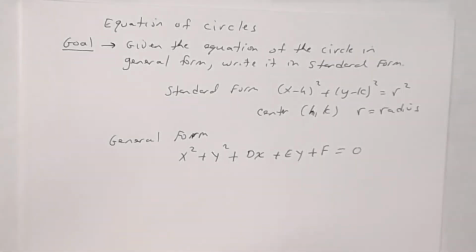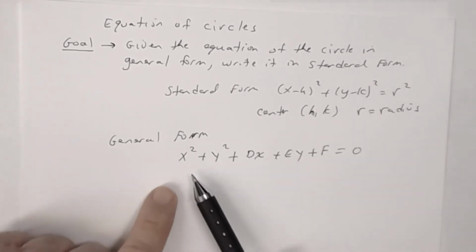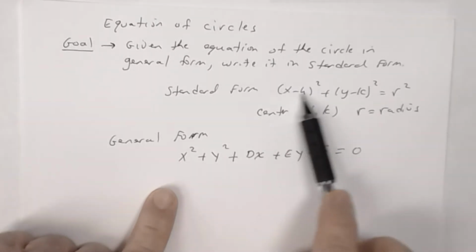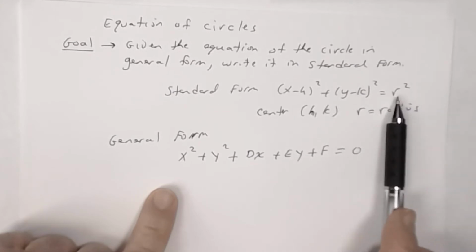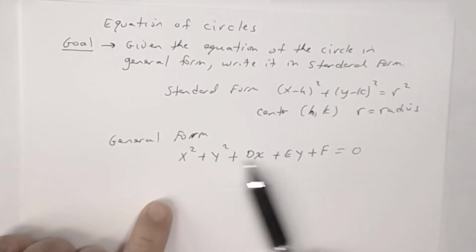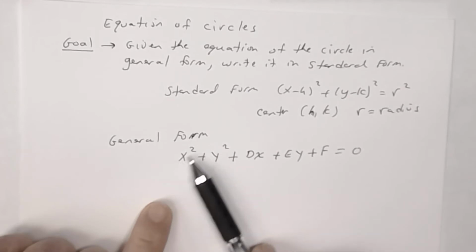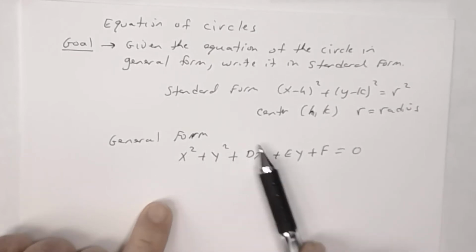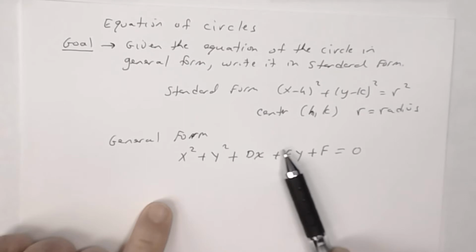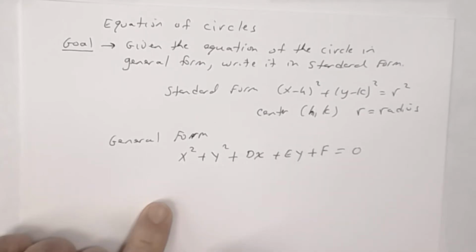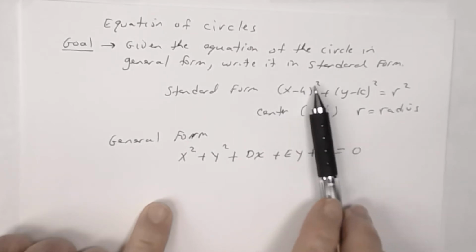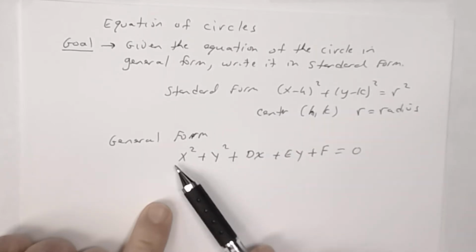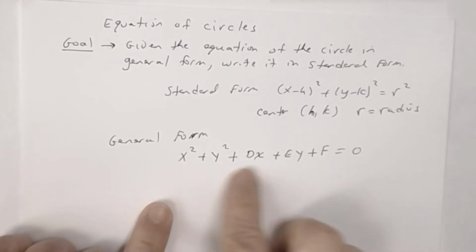That's a lot of stuff there, right? Basically, you just got to remember that if you were to FOIL this out, you would get an expression where you have x squared plus y squared plus some number times x plus some number times y plus a constant. So if you remember the binomial squared, you could FOIL these out, and you would get these terms.